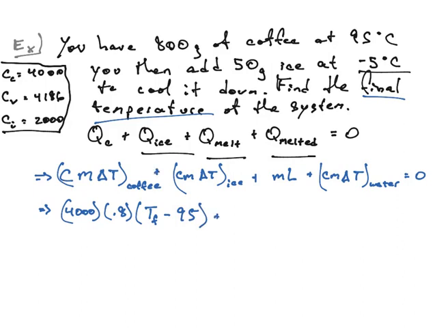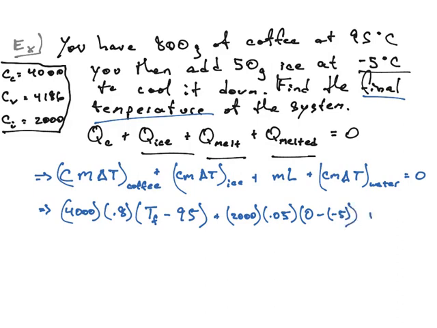Then, I now do the ice. The ice, C for ice, is 2,000. M for ice, 50 grams, so that's 0.05 kilograms. Final minus initial. What's the final temperature the ice will reach? It's not T final. It's not the final temperature of the system. Remember, ice can only get up to 0. So the ice's final temperature will be 0 degrees. That's as hot as it can get. Its initial temperature, -5.